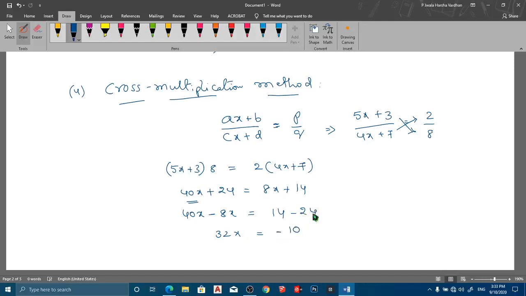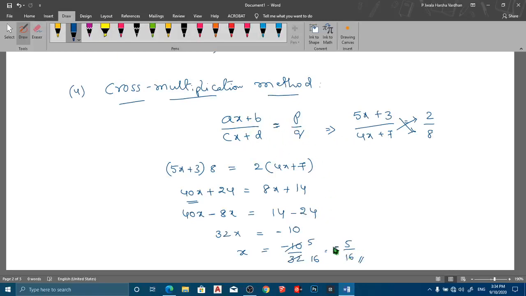Because you are subtracting the bigger number from the smaller one, you get minus 10. Now you want the x value only. So transpose this multiplication by 32 to that side, and it will become minus 10 divided by 32. You can cancel these two terms also if they have any common factor. So I am taking it here 5 and here 16. So minus 5 by 16 is the answer. So minus 5 by 16 is the x value. It is the unknown value in this equation.